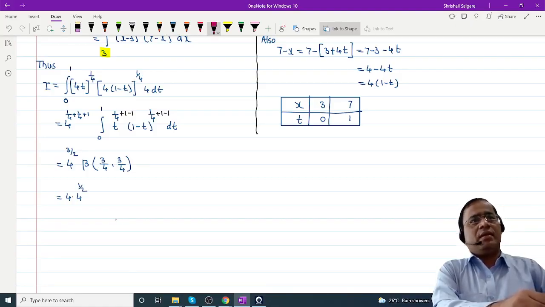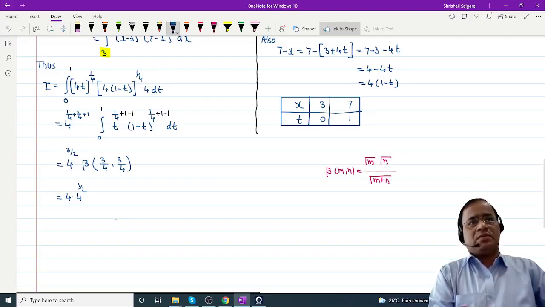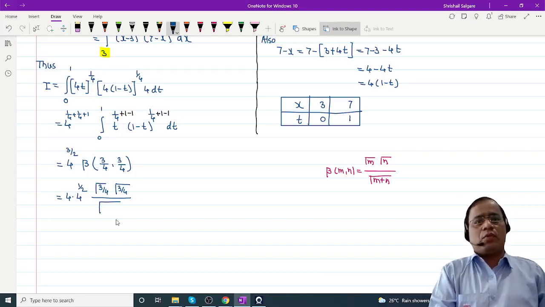And again, using the relation between beta and gamma, beta of m, n is given by gamma m into gamma n divided by gamma of m plus n, and further using the property of gamma function. So that's why it can be simplified as gamma of 3 by 4 squared divided by gamma of 6 by 4. 6 by 4 means 3 by 2.